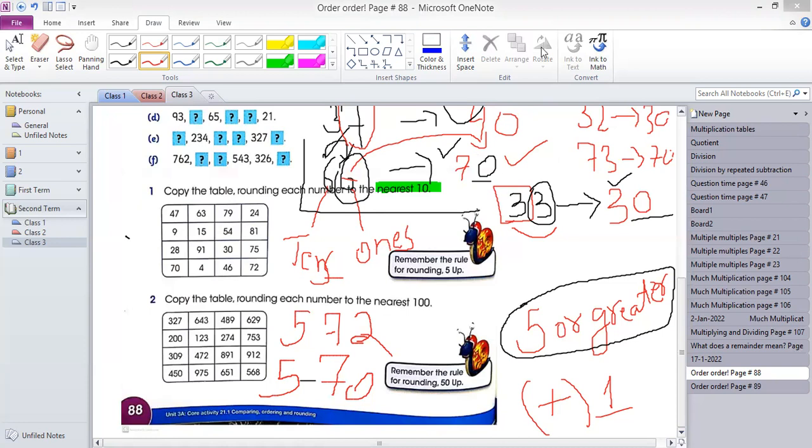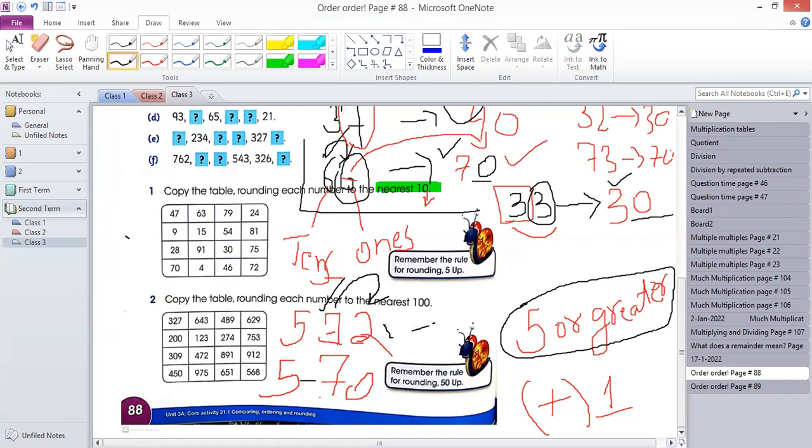You don't have to look at the number in the tens. When you are rounding to the nearest 10, you will check the number before 10. This is 10, so you will check the number before 10. Before 10 is 2. If it is 5 or greater, then you will change the tens. If it is not greater than 5, then you will write the same number. And this will always be 0.